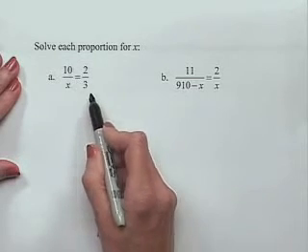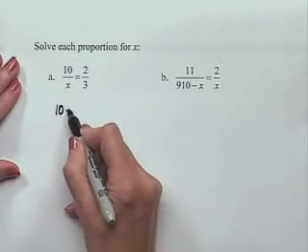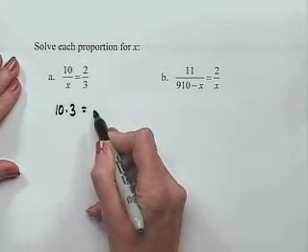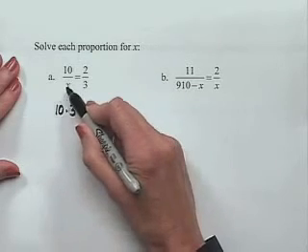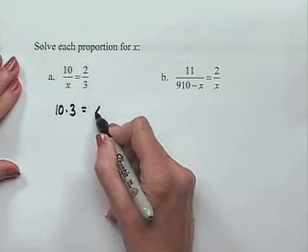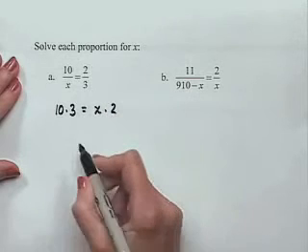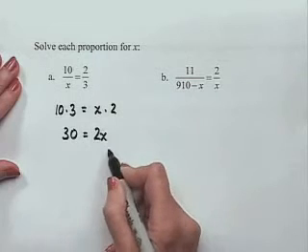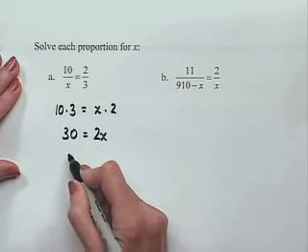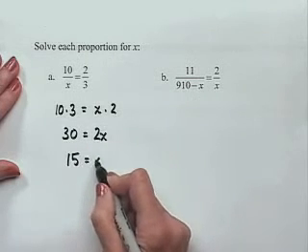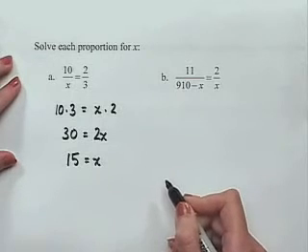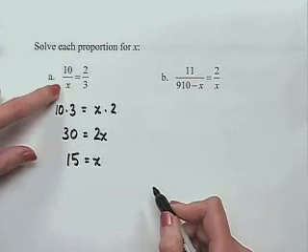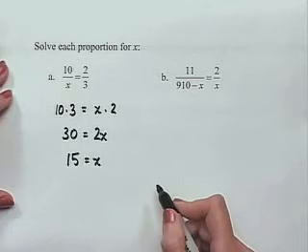We're going to multiply across, giving us the product of 10 times 3. We'll multiply going across here. That would be X times 2. So we're going to have 30 equals 2X. Dividing both sides of the equation by 2 gives us a value of 15. So 15 is equal to X. That would read 10/15 is equal to 2/3.